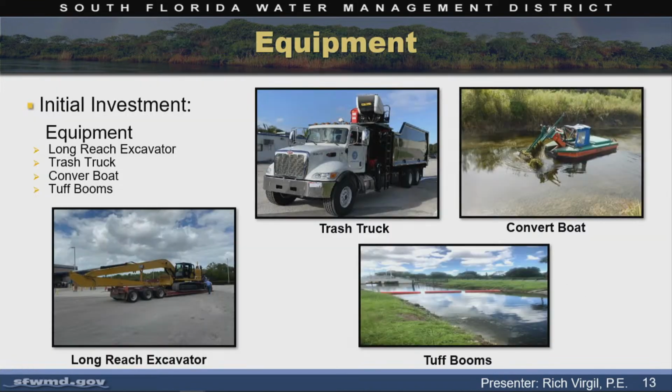I've got some pictures of equipment for larger operations that entities may need to procure or already have that they could use, like a trash truck or a conveyor boat, the tough booms, and a long reach excavator. But there are many other types of equipment and things that could be used to meet the intent of the rule, especially on smaller-scale things like an HOA.